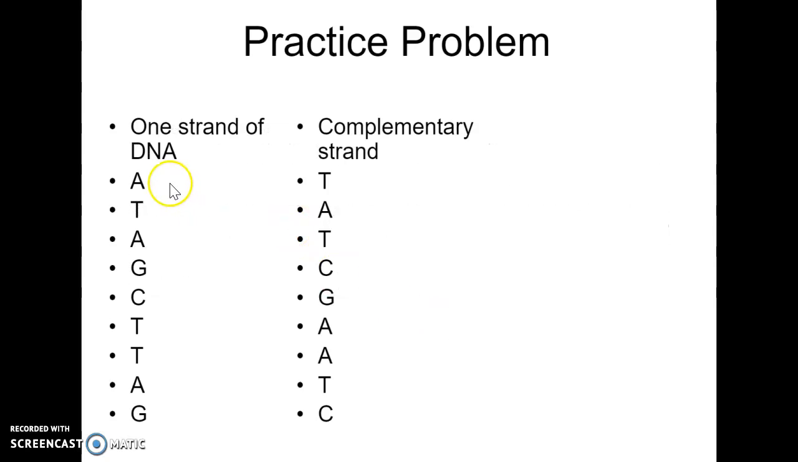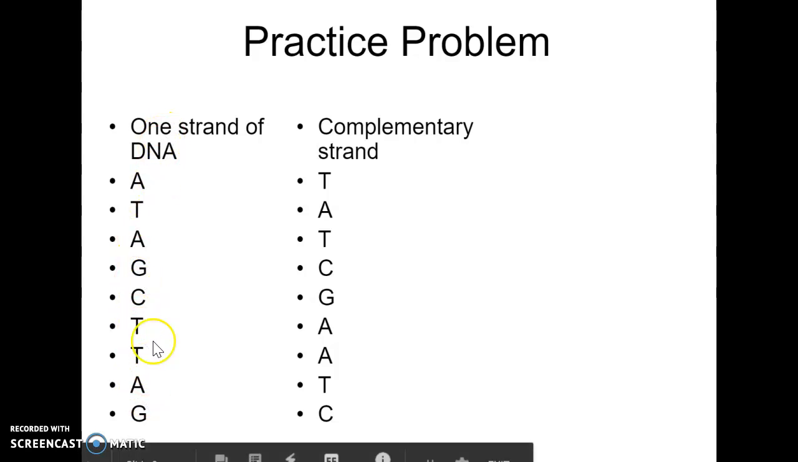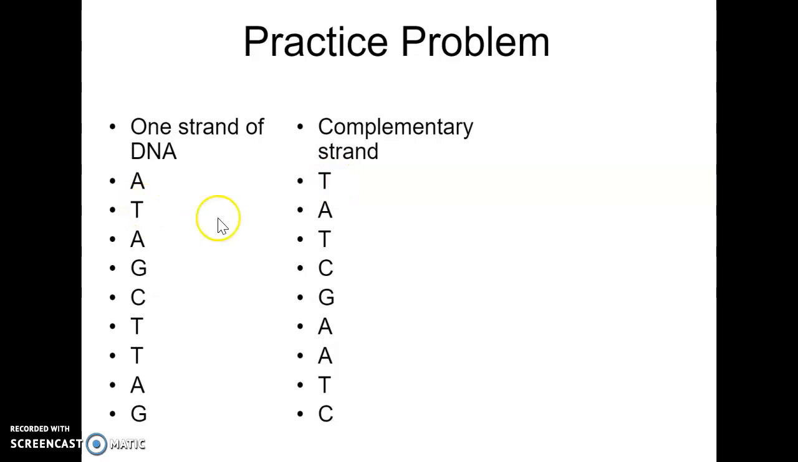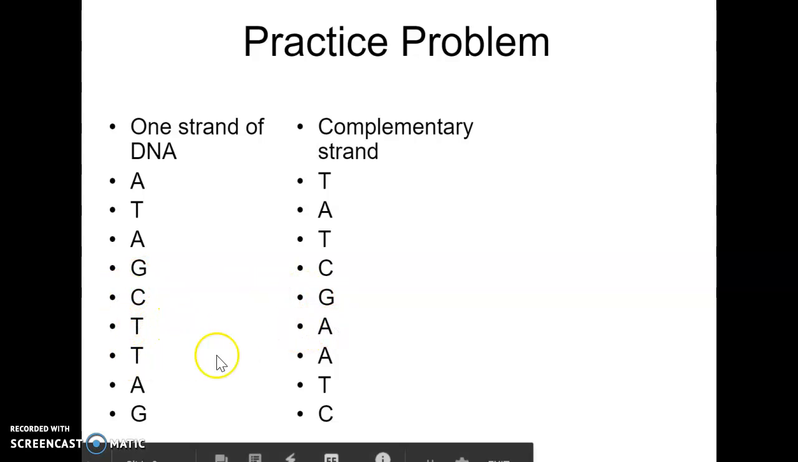So one strand of DNA is AT. This is our original strand. This will be our complementary. A is going to go with T. T is going to go with A. A is going to go with T. G with C. C with G. T with A. T with A, T with A, and G with C. So if this is our original strand, this would be our complementary strand.